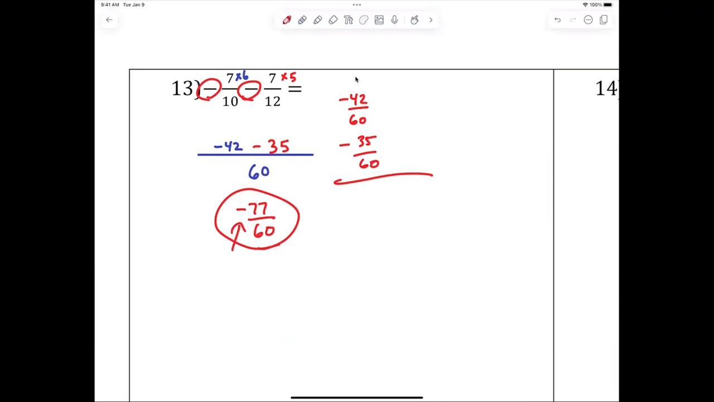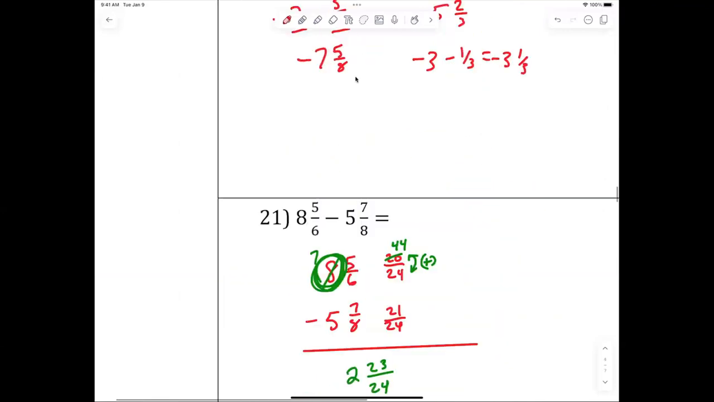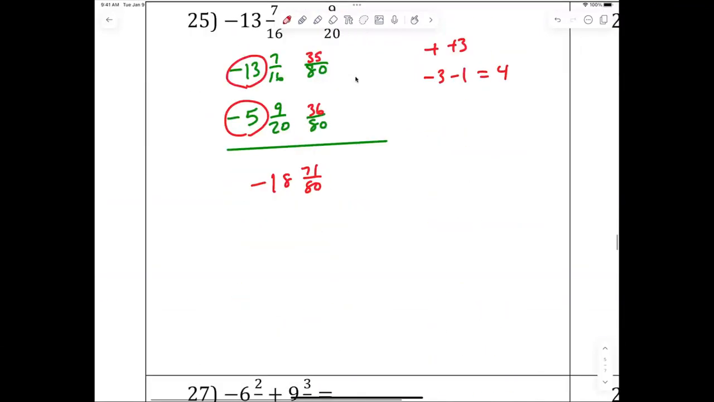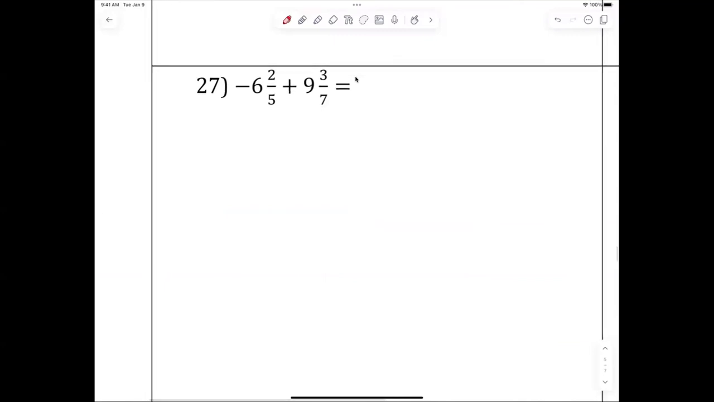Look, they're both negative, right? So you add them together and it was negative, just like what we just did. You're welcome. Thank you very much. Yes, I like your comments, guys, a lot. Okay, now 27.